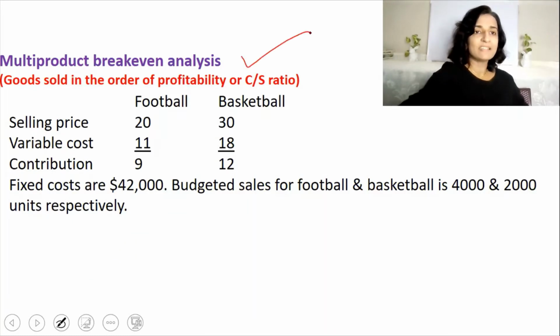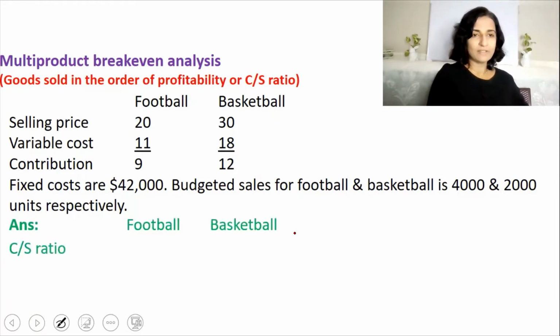Multi-product break-even analysis when goods are sold in the order of profitability or the C/S ratio. So we have got the very same question. Now, first we have to calculate the C/S ratio for both the products and see which is the better product. So we have the football and the basketball, the C/S ratio.